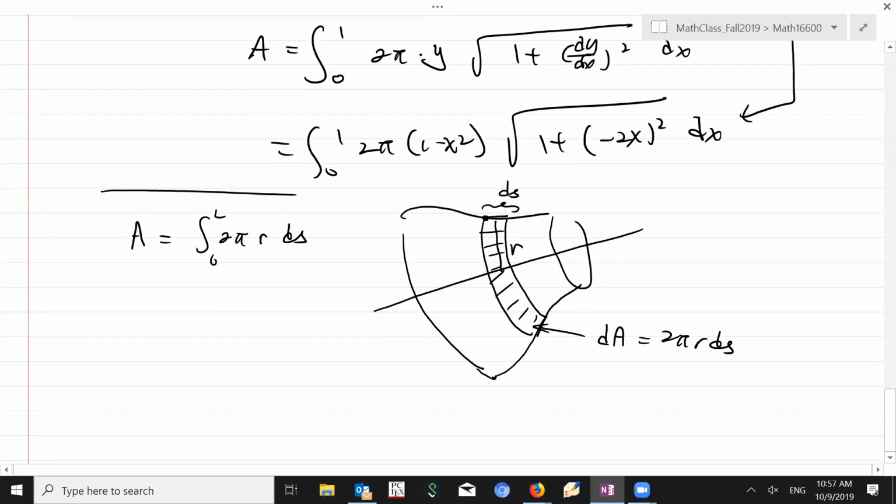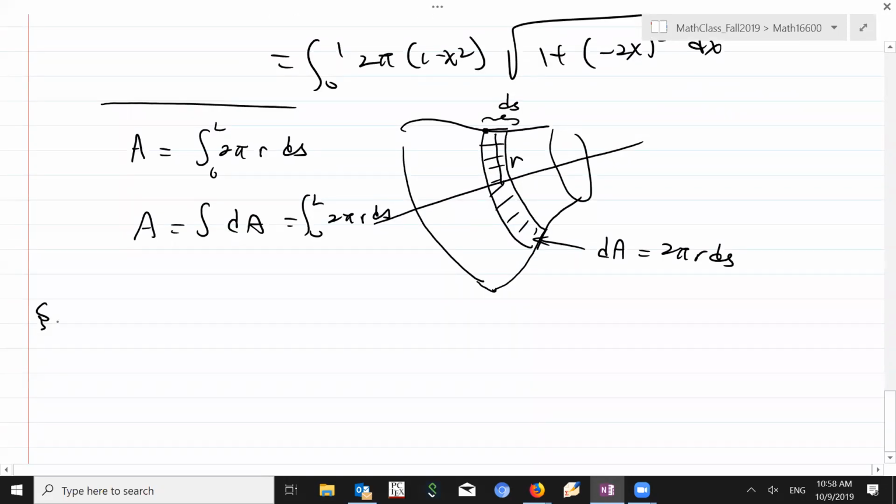And if you know the distance between those two points, ds, and you know the radius, then by an elementary method you can show that 2 pi r ds is the area. So you add them together, this means integral, then you get the total area. So area is roughly something like that. Integral means add all the tiny bits of area together. That's the reason you get 2 pi r ds.